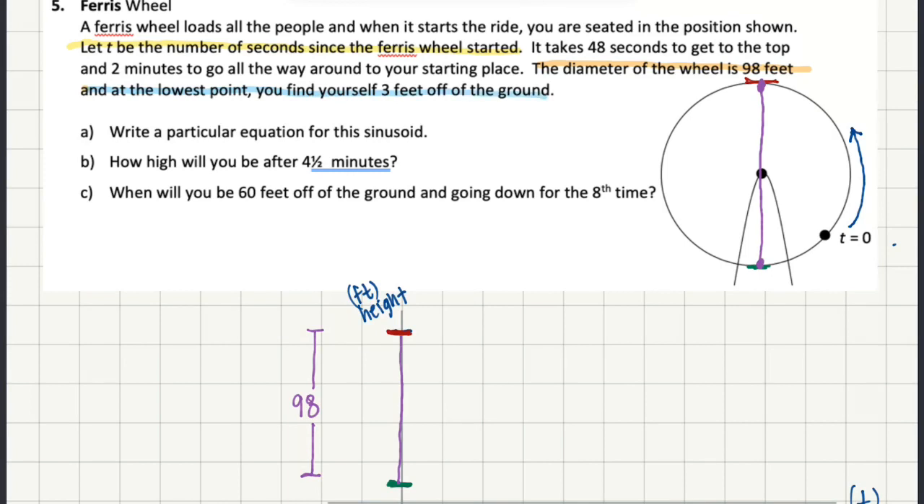So that tells us right here, our lowest point is 3. And then if we've got 98 feet to the highest point, 3 plus 98 is going to be 101. And then somewhere in the middle here, we've got our midline.